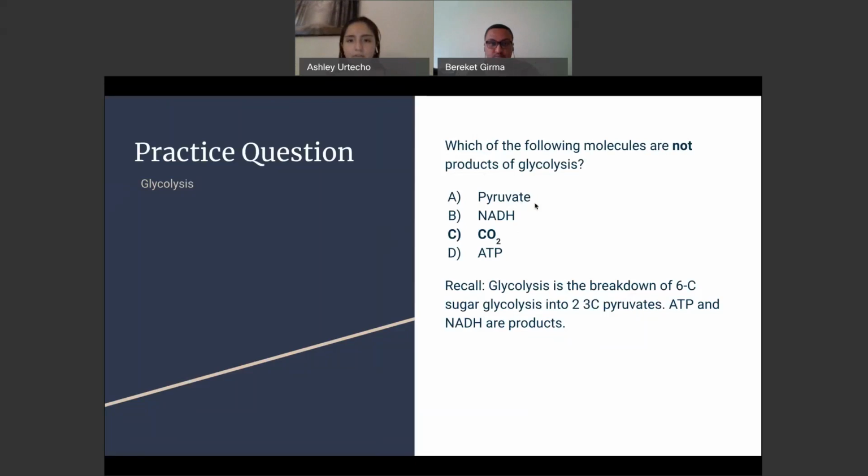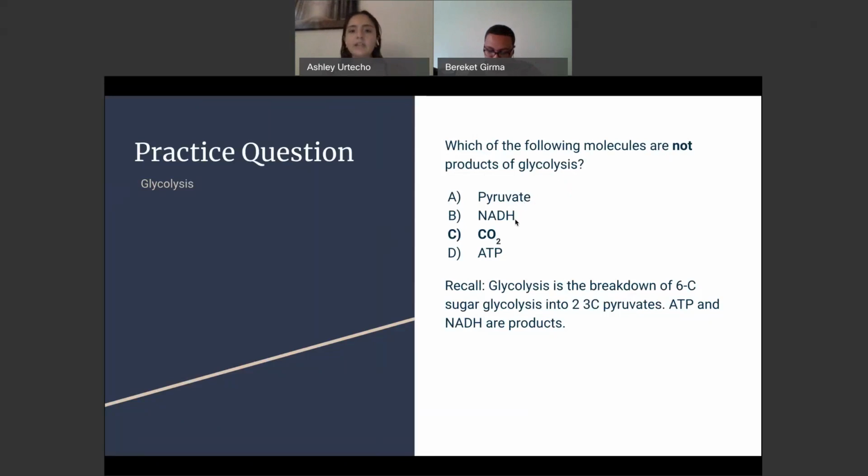Pyruvate, if you remember, glycolysis means breaking down glucose. So you have that 1, 6-carbon sugar, and we're breaking it down into 2, 3-carbon sugars. And those 3-carbon sugars are pyruvate.